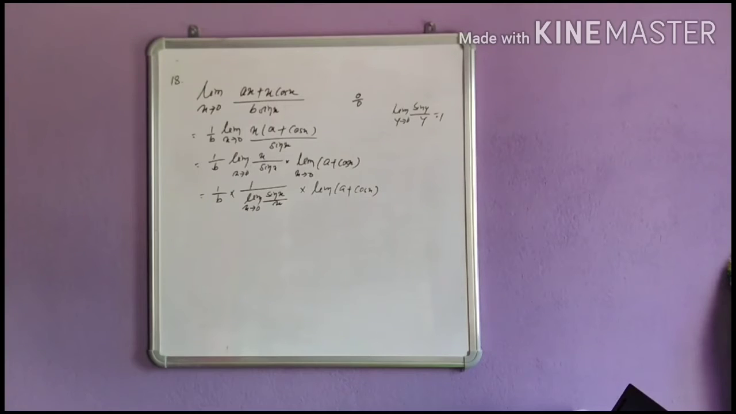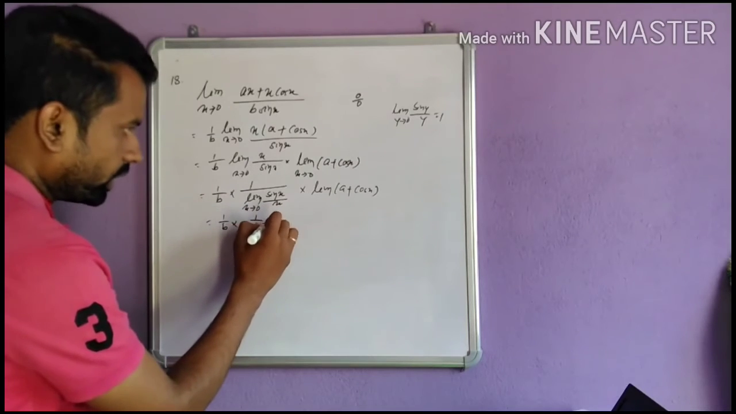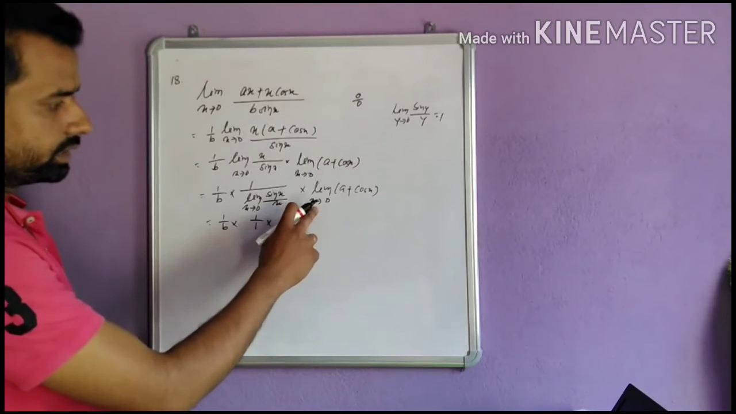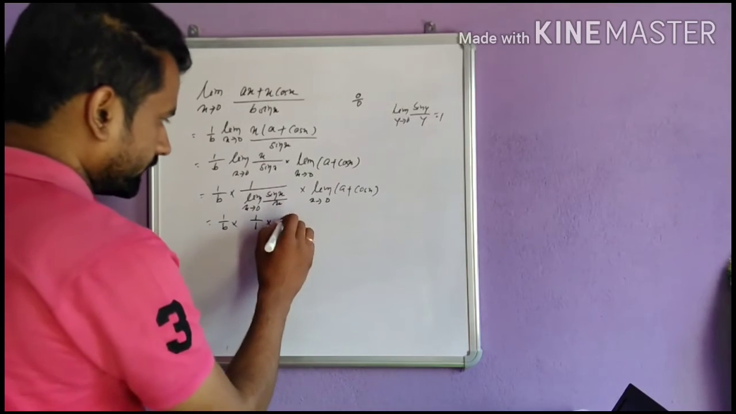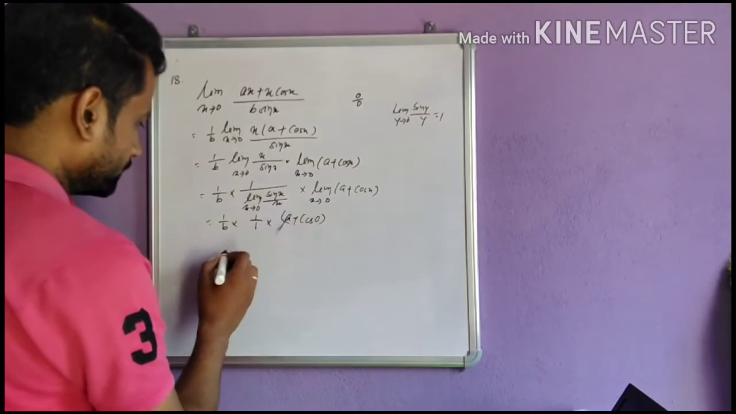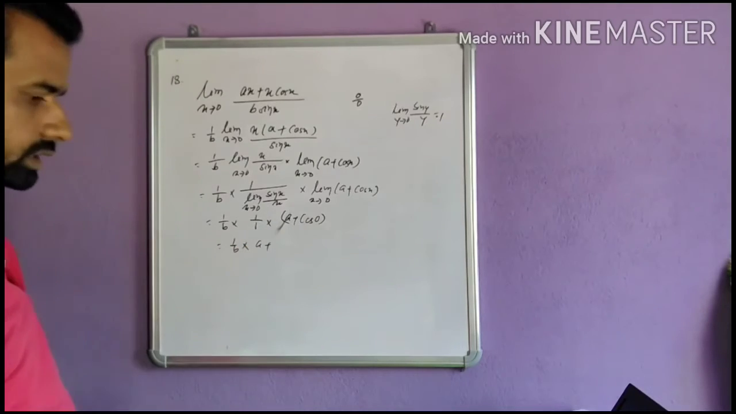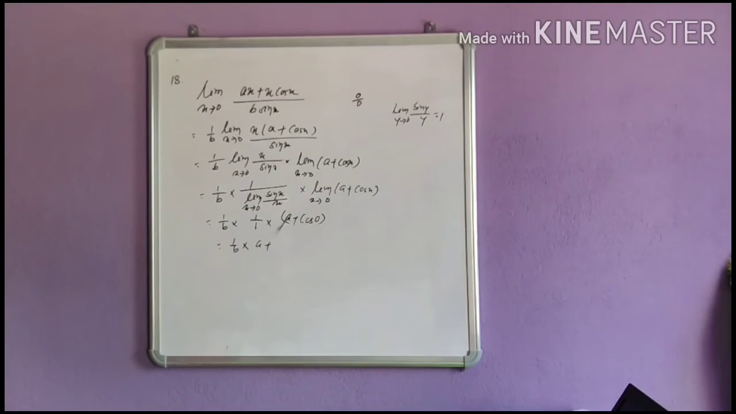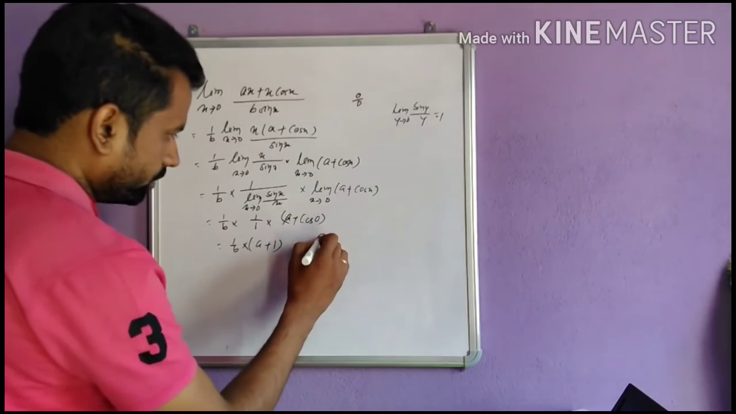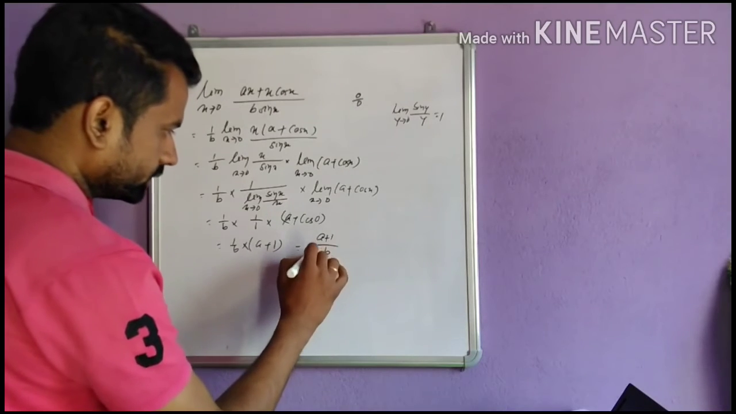So we know 1 by b, and this value is 1 by 1. If you apply 0 in place of x, your answer will be a plus cos 0. Then 1 by b into a plus cos 0. The value of cos 0 is 1, we know. The answer will be 1 by b into a plus 1. This is the answer.